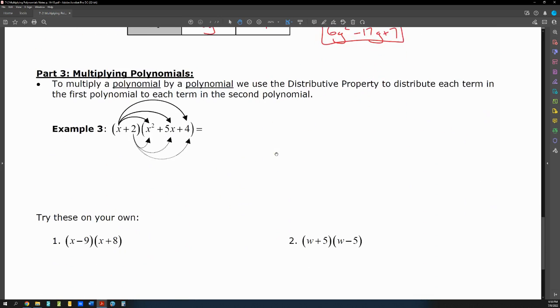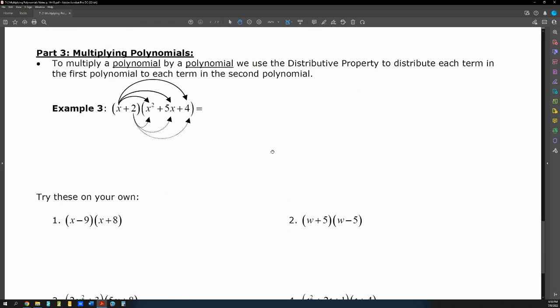All right, let's go ahead and multiply polynomials. I'm going to show you both methods for example 3. So here we have the quantity x plus 2 times the quantity x squared plus 5x plus 4. We're going to distribute a binomial into a trinomial. So multiplying every term in the first polynomial into every term of the second polynomial, we're going to multiply x by everything in the trinomial first.